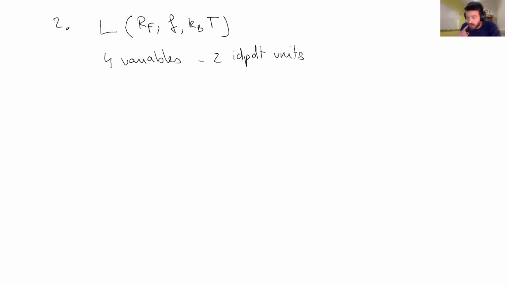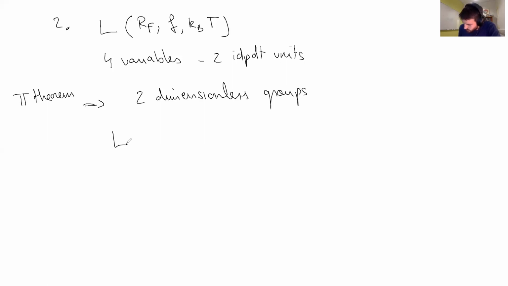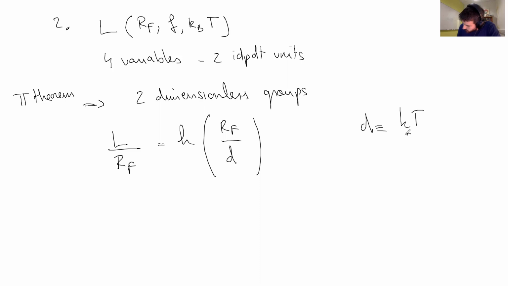All right. So from the pi theorem, or Buckingham theorem, you are left with two dimensionless groups. And thus, I can, for instance, look for a relation of the form L divided by RF, which is the first dimensionless group I can construct. That should be a function, let me call it H, an unknown function of RF divided by D, where D has been defined as KT over F. So this is a very general relation by dimensional analysis.